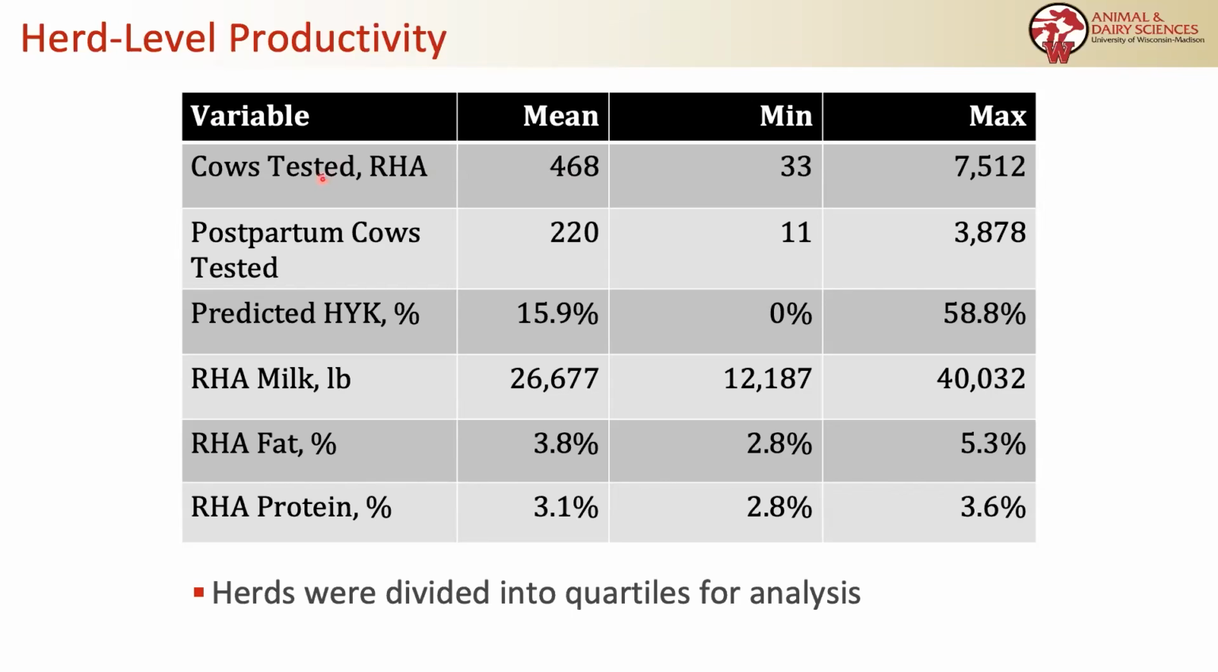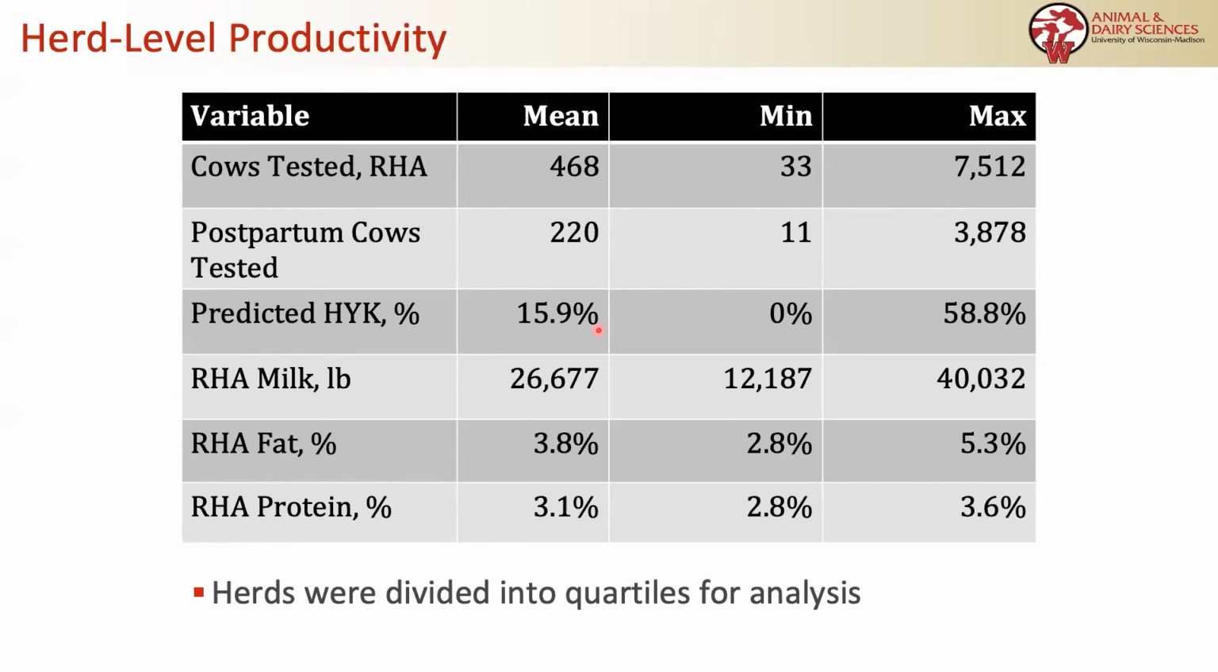So for each herd, and these are herd level variables, the average number of cows tested was about 460, but those herd sizes ranged from 33 to just over 7,500 cows that were tested each month. Postpartum cows tested, so of those cows being tested, how many of them were in the first 21 days? About 220 on average, although you see the range reflects the range in size of the farms as well.